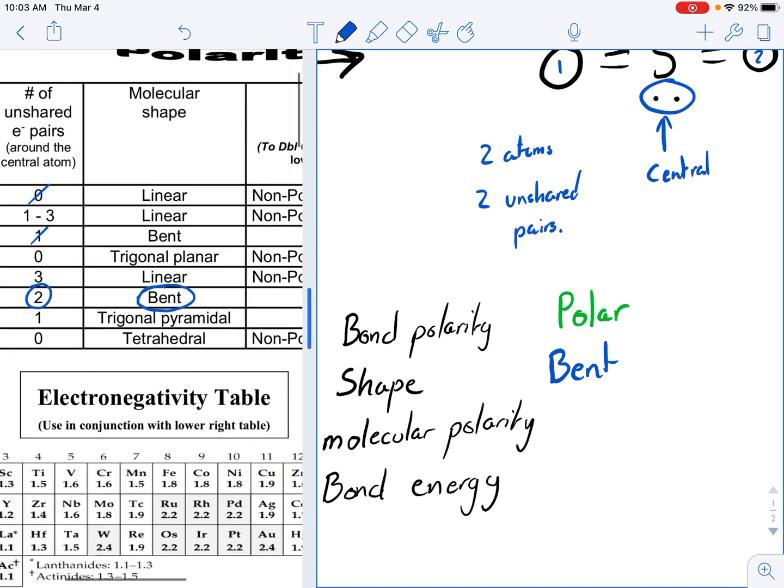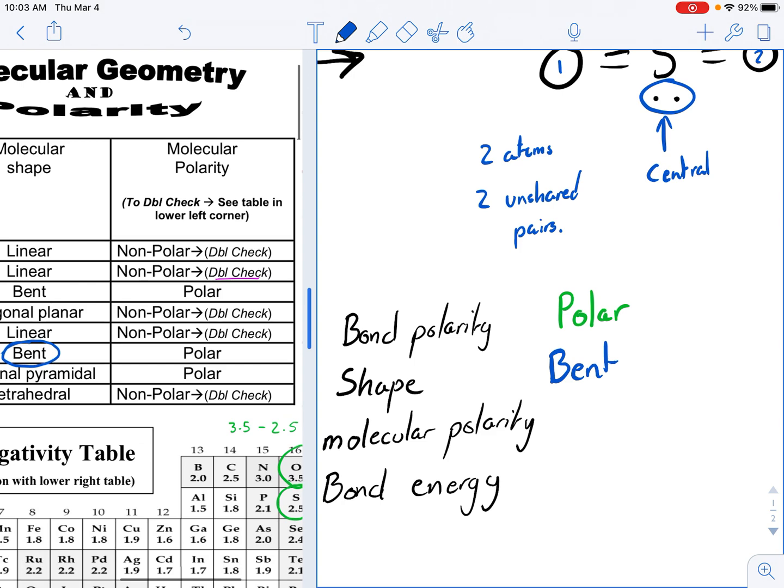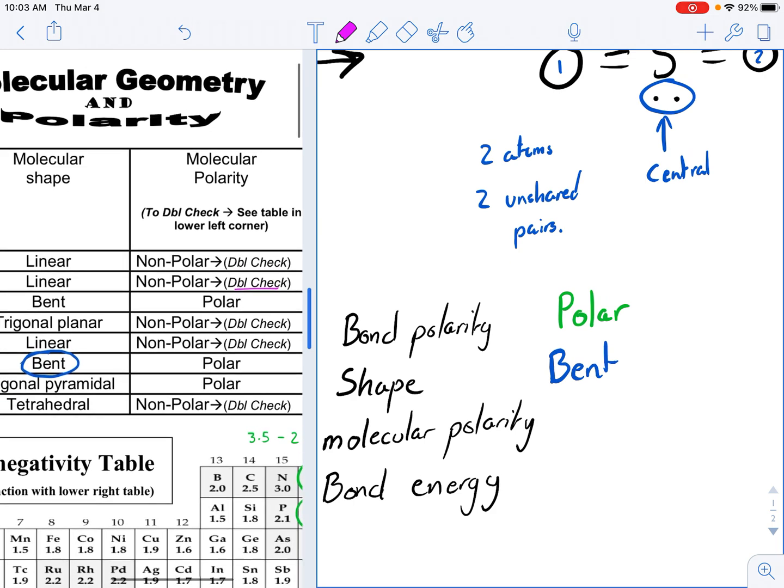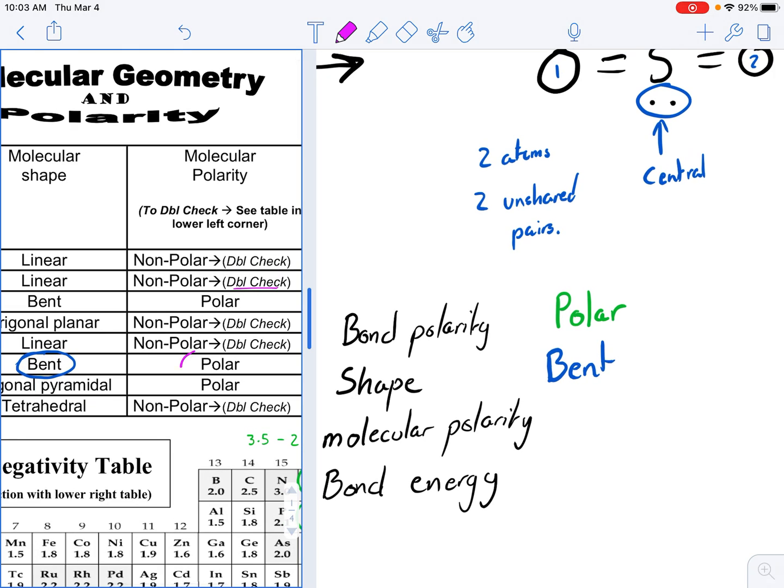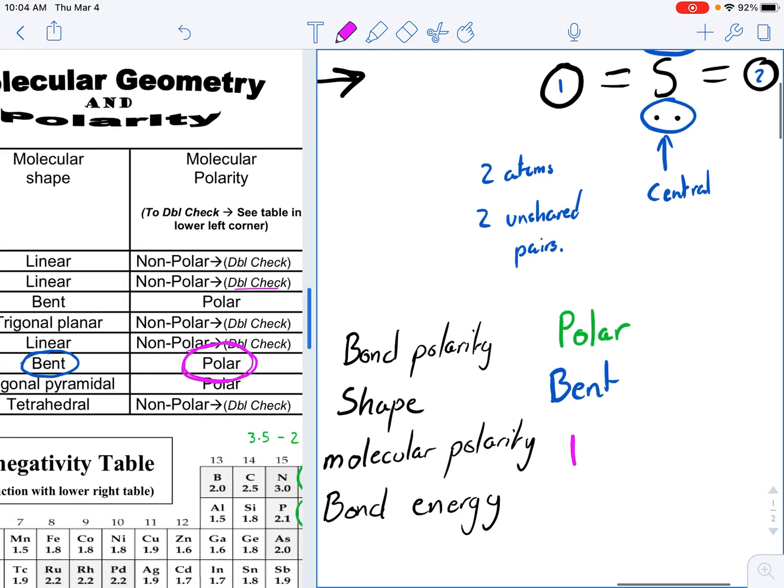Now we look at molecular polarity. Here's our molecular polarity. And we're in this row, and it says that it is polar. And it doesn't say double check, it just says it's polar. So we don't have to do any more work. If it is bent, it is going to be a polar molecule. So I just write down polar.